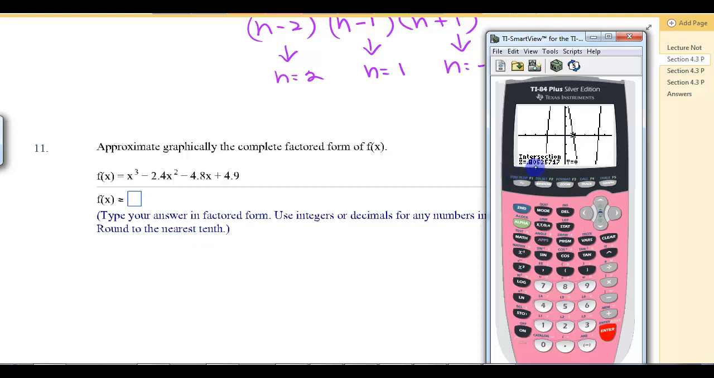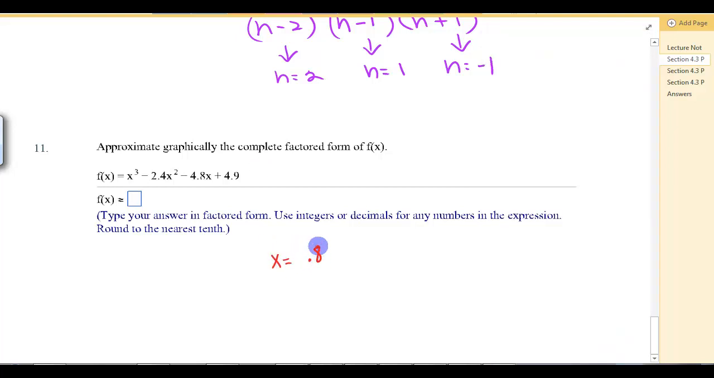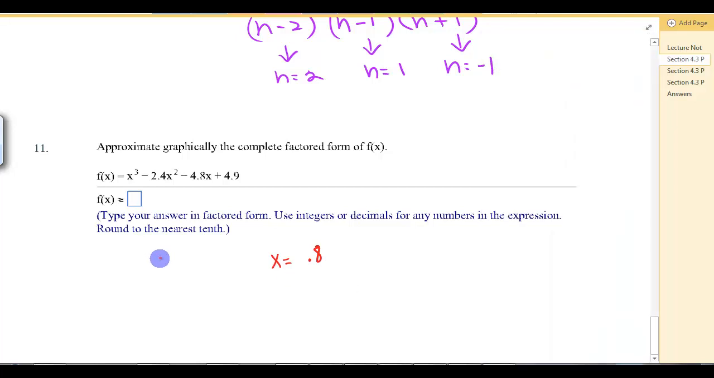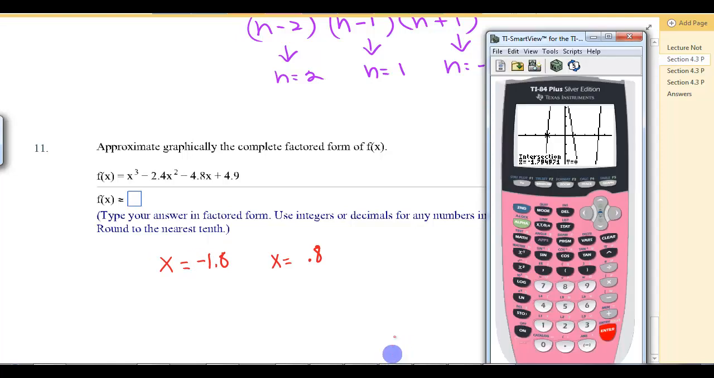So that's 0.8. Okay? So I'm going to write down x equals 0.8. I'm going to go back in. Second calc 5. And I want to go over and get closer to the first one. All right, and hit enter 3 times. And you have negative 1.79, so that'll be negative 1.8. So I'm going to come over here and put x equals negative 1.8. So I've got two of them. Need to get the third one.